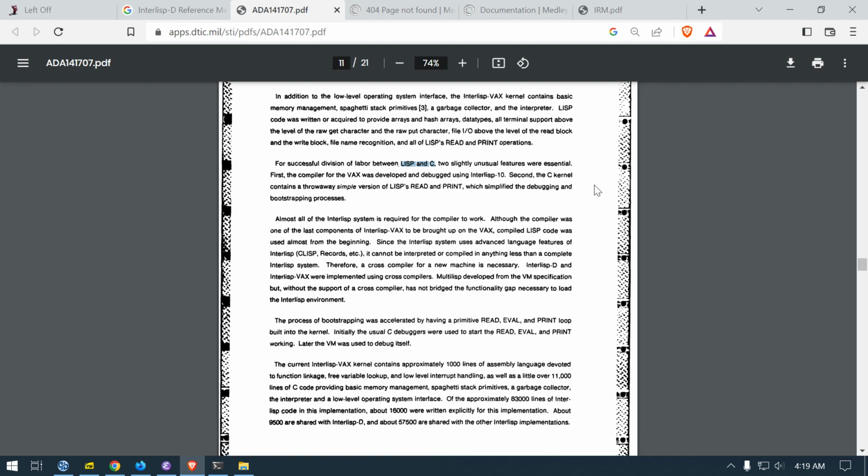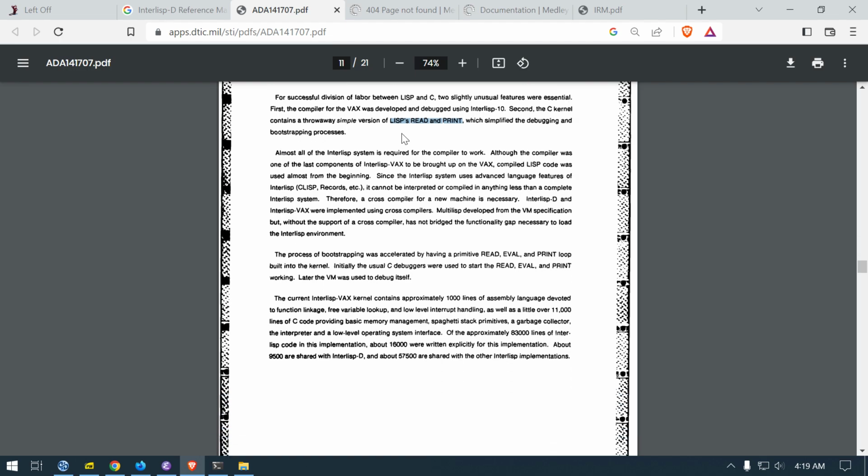Oh, here's where I was talking about that. Second, the C kernel contained a throwaway simple version of Lisp read-eval-print. So the C kernel itself had a little throwaway of just a read and print, not the eval and loop, I guess. Oh, that's for debugging purposes. That's probably how I found this document to begin with, them talking about that stuff.